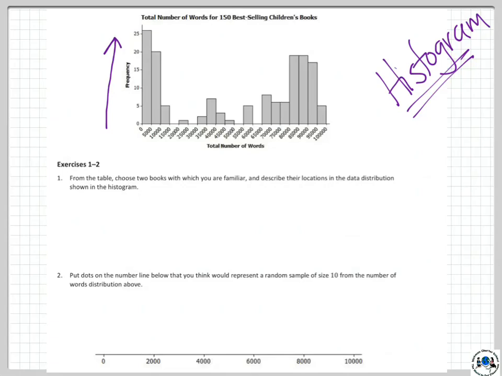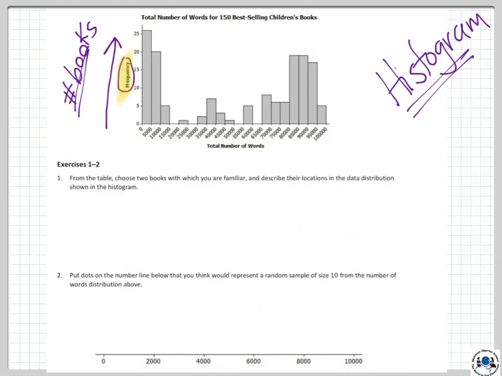And what you put here, and this is the number of words right here, but to say frequency, this would be the number of books that fit into that category. And they don't put that here because a histogram very traditionally or normally just uses that word frequency.